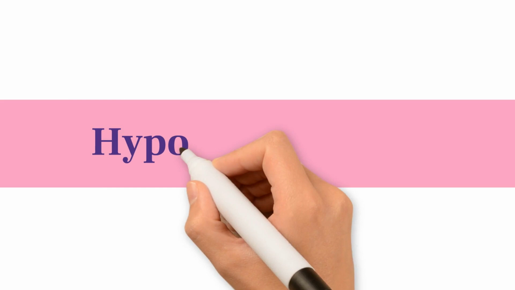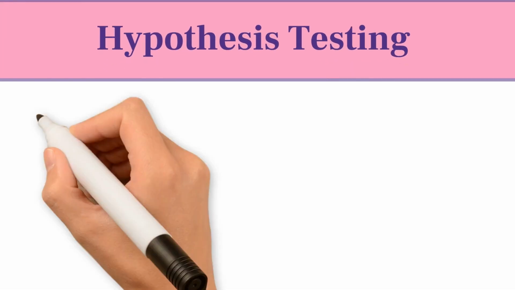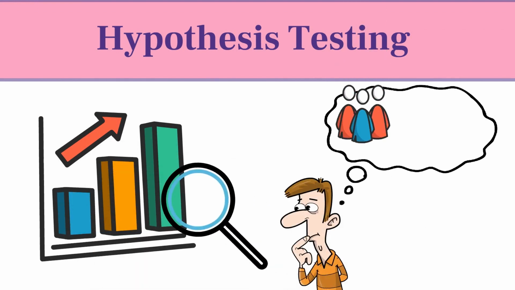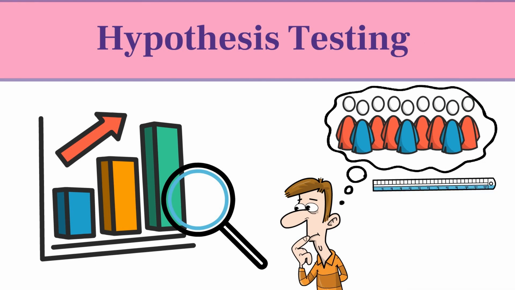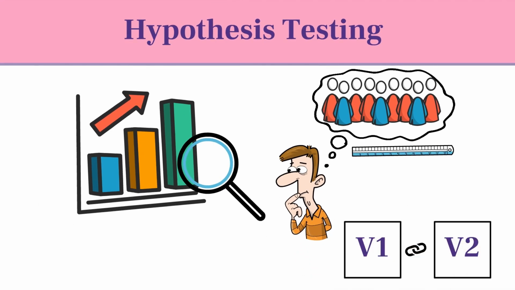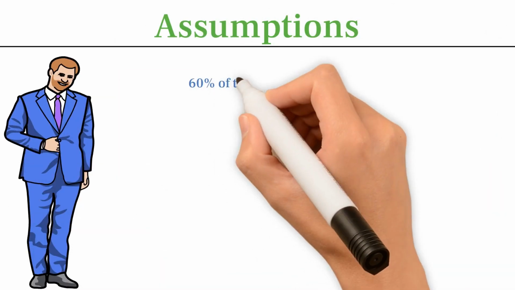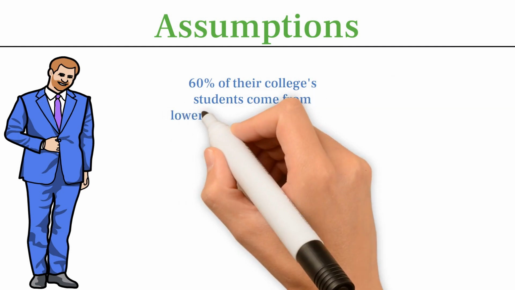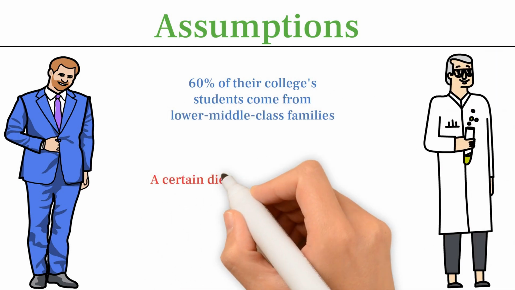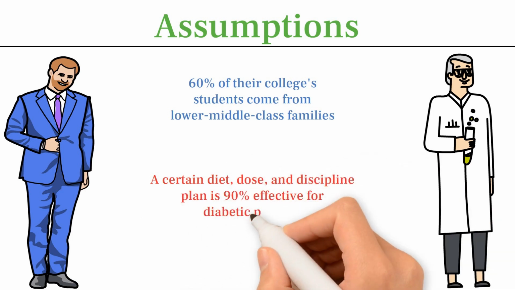Today we are going to talk about an important topic in statistics, hypothesis testing. Hypothesis testing is a statistical analysis method that allows us to test our assumptions about a population parameter. We use it to estimate the relationship between two statistical variables. For example, a teacher might assume that 60% of their college students come from a lower middle class family, or a doctor might believe that a certain diet, dose, and discipline plan is 90% effective for diabetic patients.